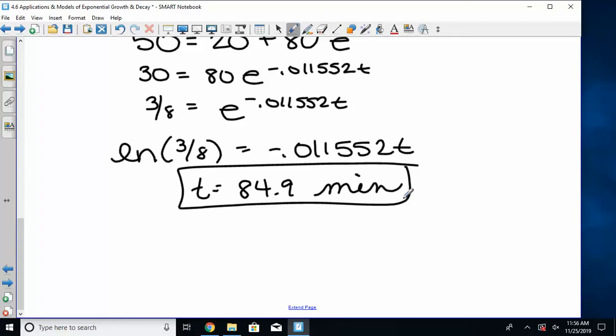Do you guys have questions? So really, the reason I wanted to go through this section is to show you some scenarios where this stuff is actually used. In modeling populations, a lot of research, like scientific research, goes back to these types of equations.